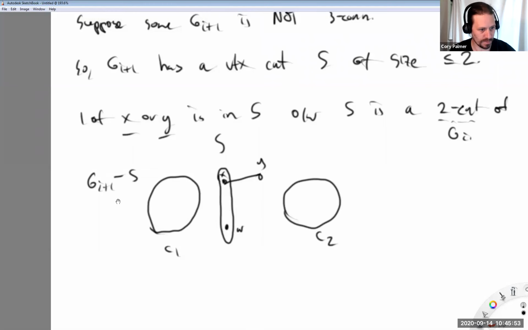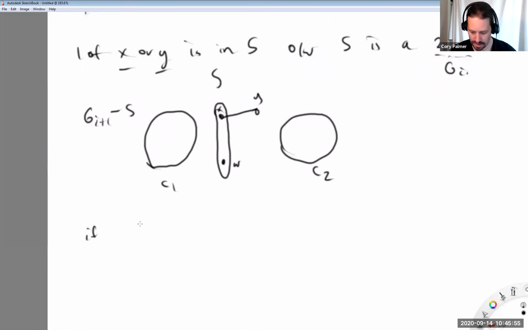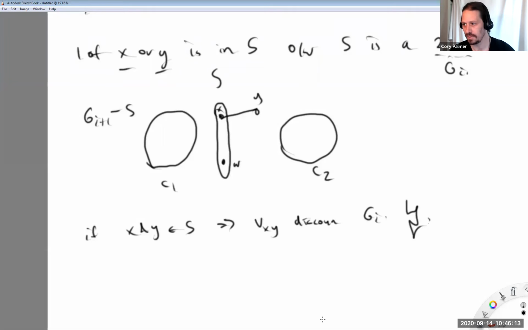Okay, so first of all, if X and Y are in S, then S disconnects Gi. That's very bad, because that's a cut of size 1. There's not even a cut of size 2 in it. So this picture is valid here that Y was going out here, and we know that X has got to be in there. Okay.